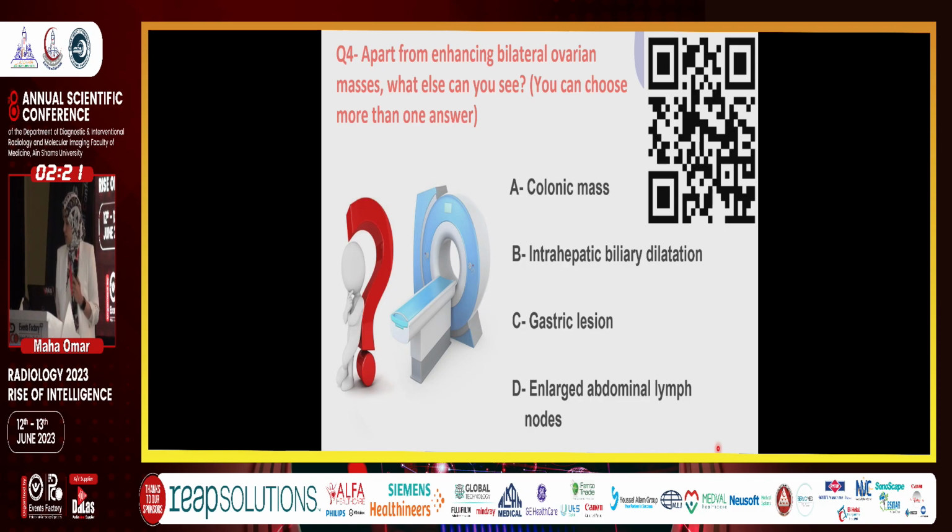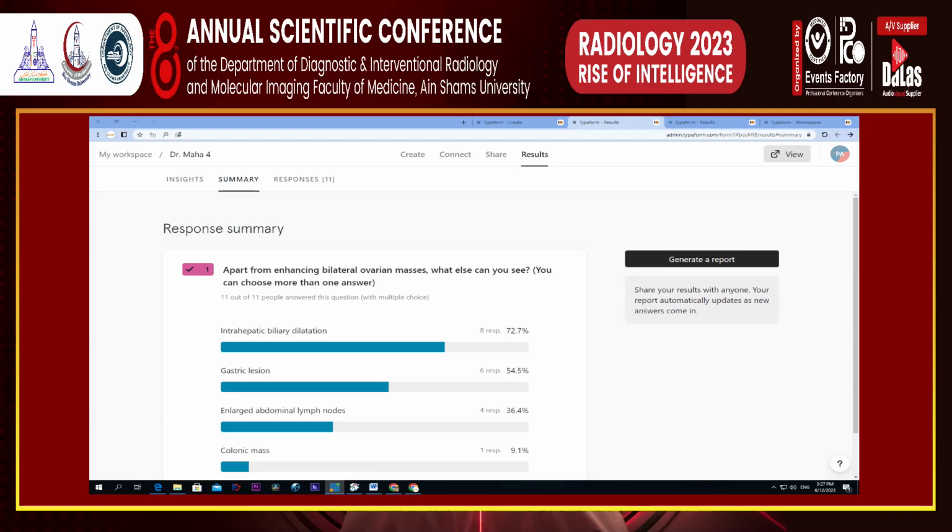Can you put the answers on the screen? Okay, so we have intrahepatic biliary dilatation, 8 responses, 72.7%, gastric lesion, 54.5%, enlarged abdominal lymph nodes, 36.4%, and colonic mass, 9.1%. Okay, we will postpone the answer also for the next study.